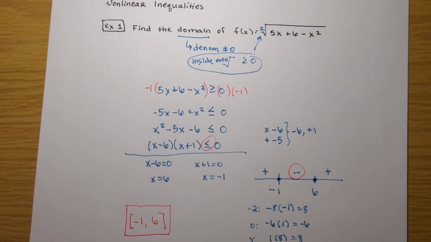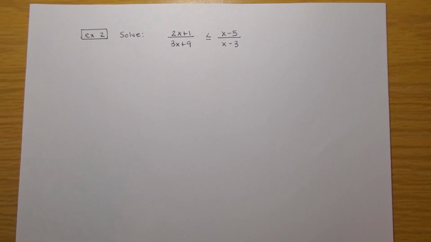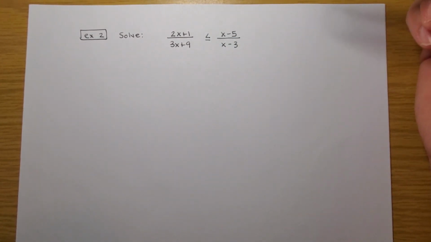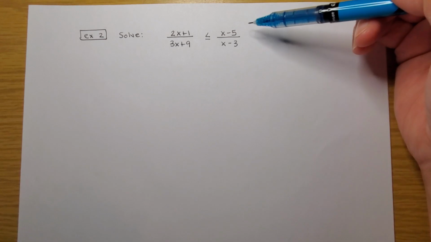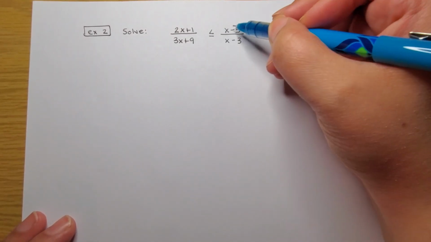Let's do another inequality, and this time we'll have some rational expressions. This example says, let's solve (2x + 1)/(3x + 9) is less than or equal to (x - 5)/(x - 3). Now, you have to avoid the temptation to cross multiply.